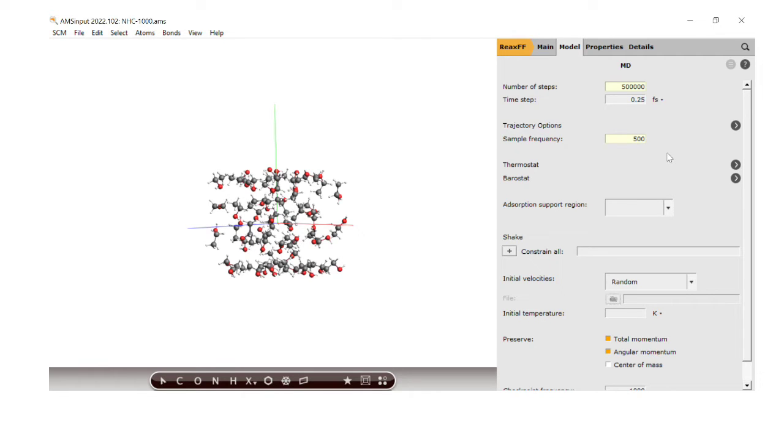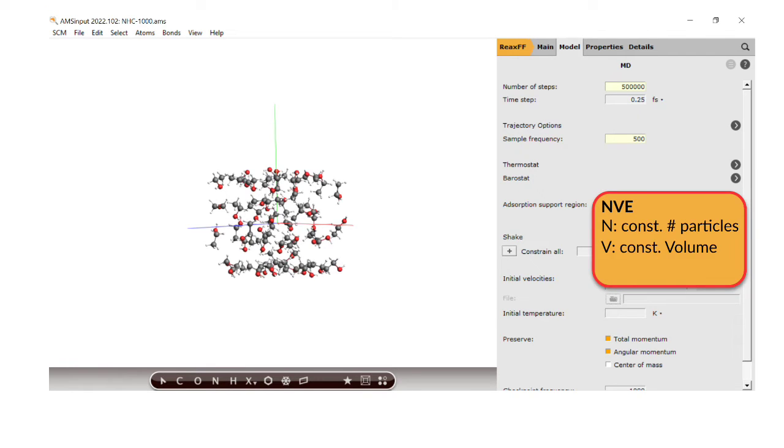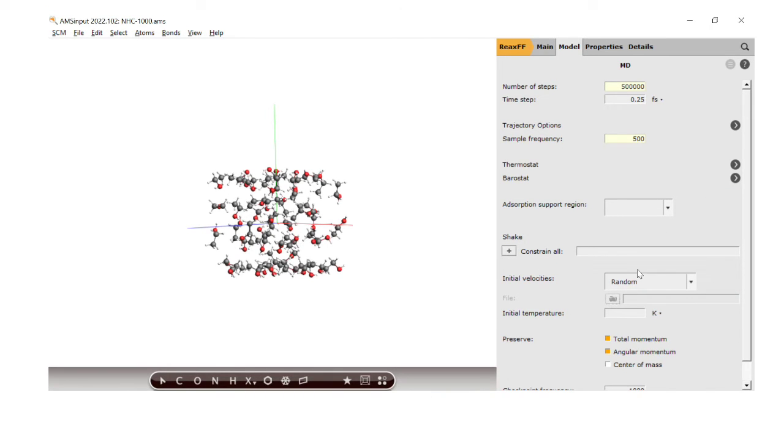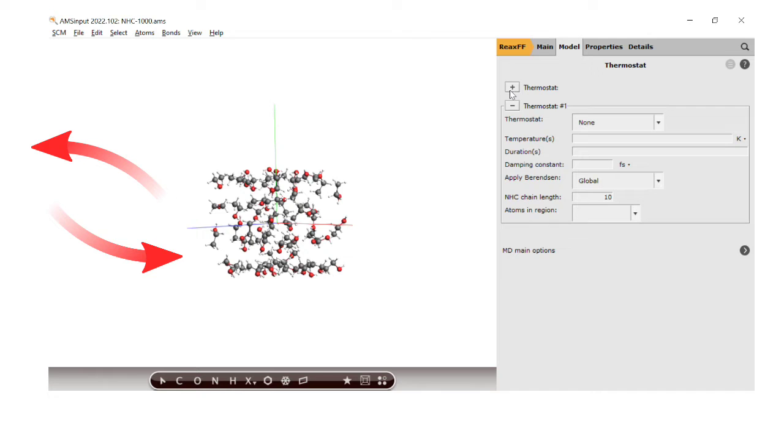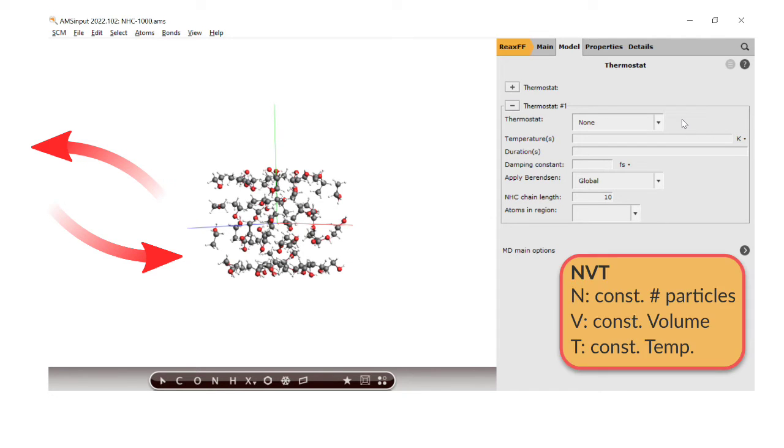Without any thermostats or barostats, a closed-off NVE or microcanonical ensemble will be calculated, where the number of particles, the volume and the total energy are kept constant during the course of the simulation. Once we do define a thermostat, energy is allowed to enter or leave the system and an NVT or canonical ensemble is sampled instead.